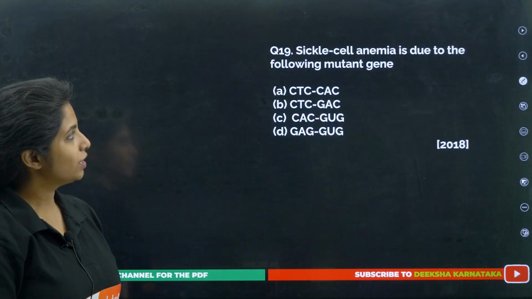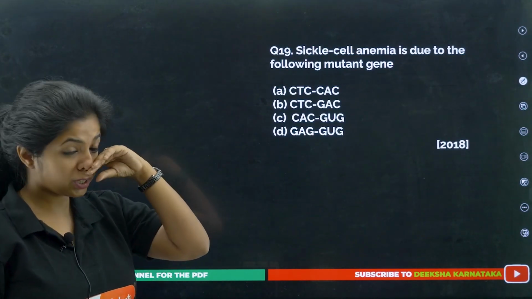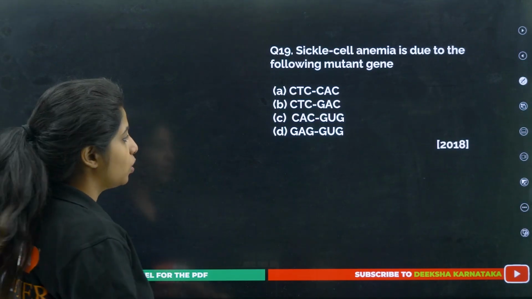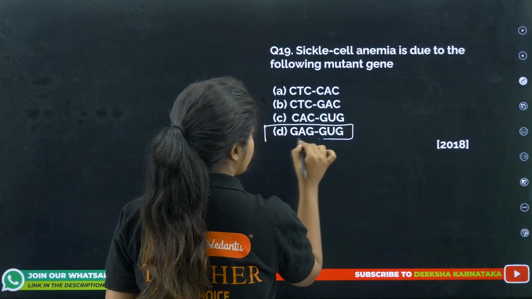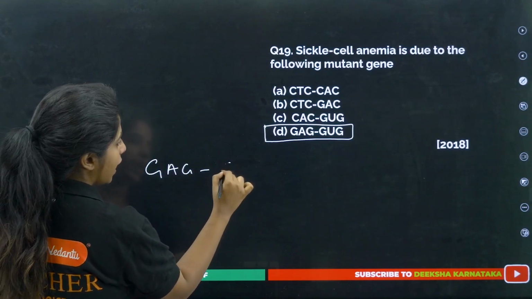2019 question. 20th question. Sickle cell anemia is due to the following mutant gene. It is this. Again a direct question. How can you remember it? Remember GAG and GUG. GAG and GUG.